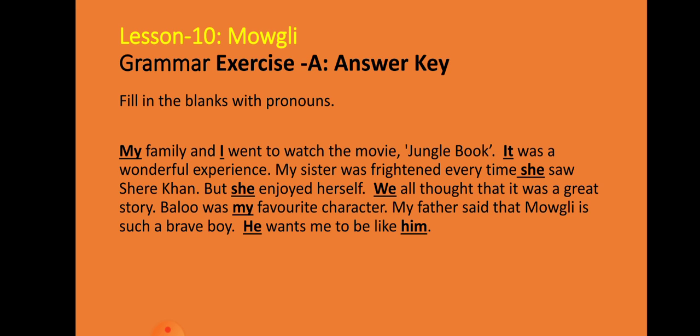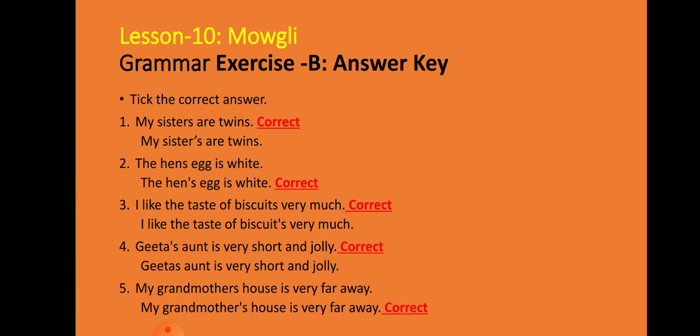Now we will do the next exercise on possessive nouns. You know, a noun stands for a person, place, or thing. Now these possessive nouns are formed by adding an apostrophe and the letter S or just only apostrophe. So we will learn how to use them in a sentence. And when we use possessive nouns, they show the ownership.